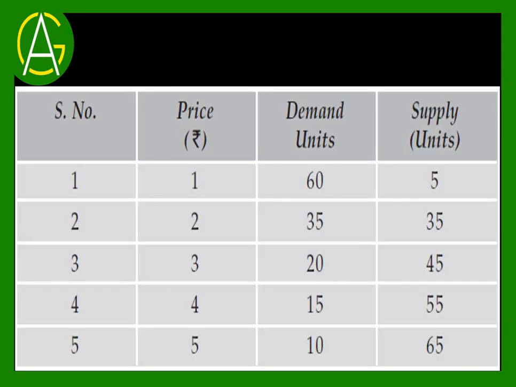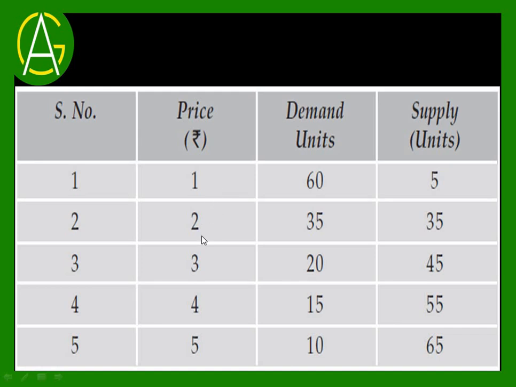Let us take one example. Here the prices are given, demand is given in units and the supply is given in units. So for example, if price is 1 rupee, the demand is 60 and supply is 5. It means that there is no equilibrium between demand and supply, because demand is higher and supply is lower. So this is going to create shortage in the market, because demand is 60 and supply is 5. There is shortage in the market. As a result, the price will increase.